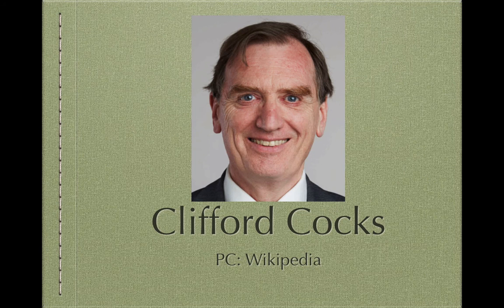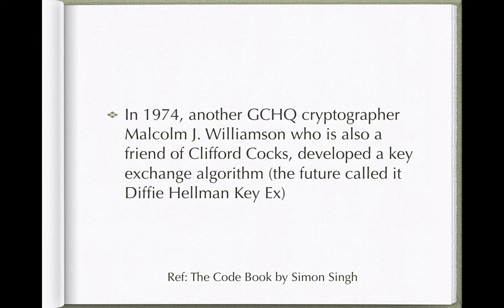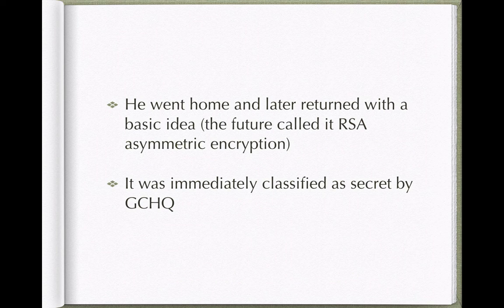This is the photo of Clifford Cocks. It's the latest photo. I don't have his old photo. The picture credit goes to Wikipedia. So he came up with the idea and he wrote a report to GCHQ. Immediately GCHQ put it under secret classification. The world doesn't know about the report. Later in future, whatever he invented was given a name called RSA asymmetric encryption. So RSA was invented by Cliff Cocks a few years before Rivest, Shamir and Adleman invented it on their own. Okay. RSA, this asymmetric encryption, is not the only part of public key encryption, right?